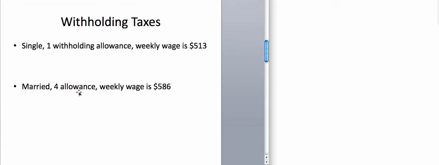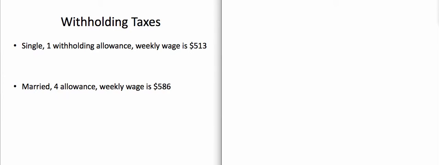If we look at this first example, the person is single, has one withholding allowance, and their weekly wage is $513. So in our chart, we're looking at the 510 to 520 range. We're looking in the one withholding allowance column, and that gives us an answer of $54. So $54 would be the amount that is withheld from their paycheck.